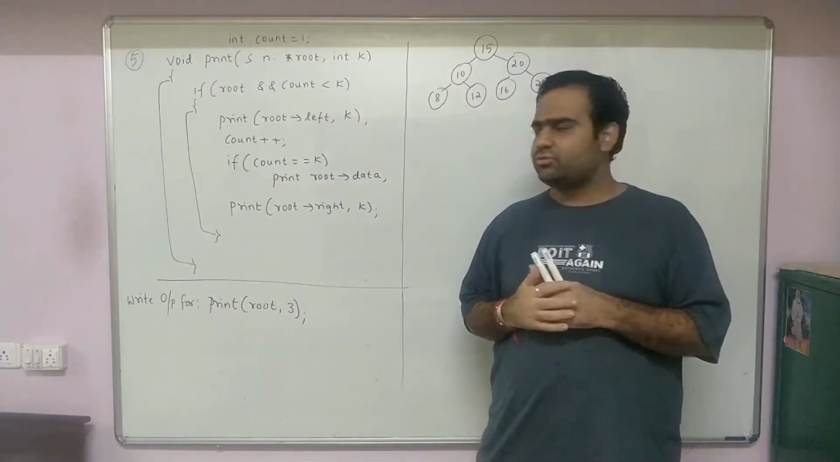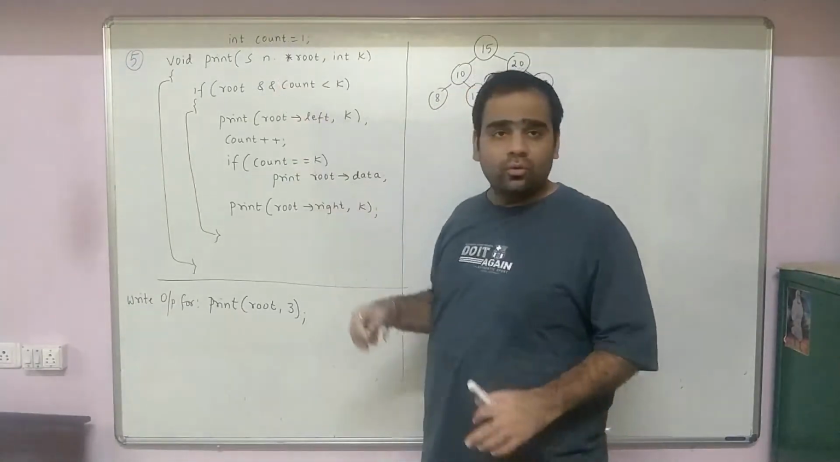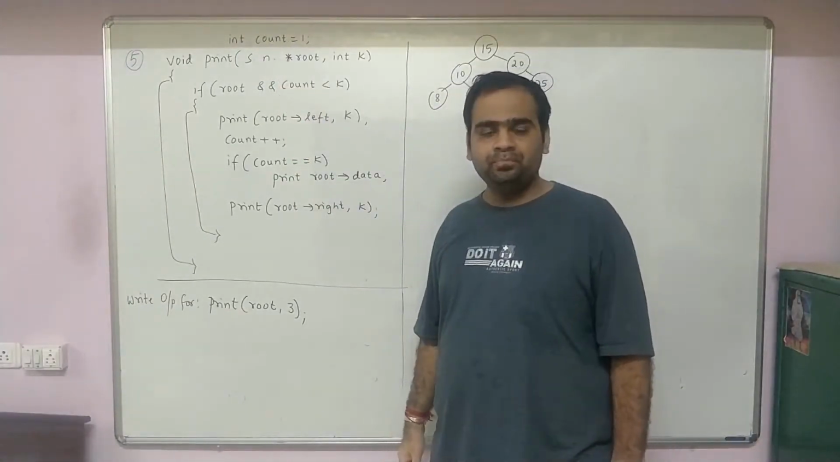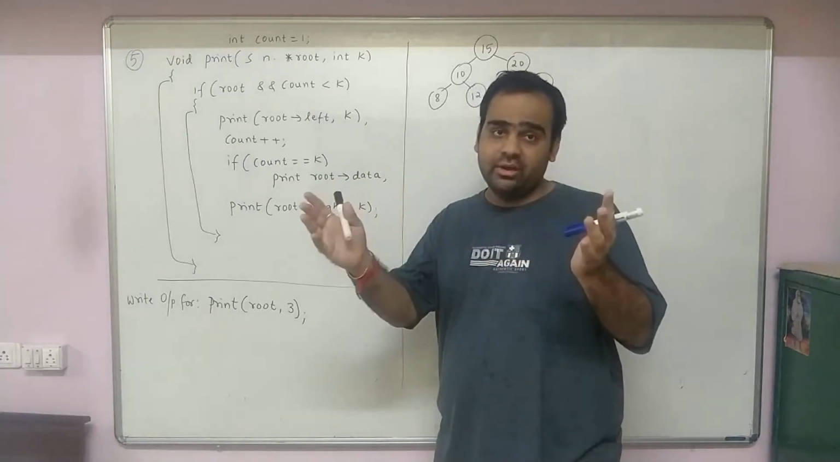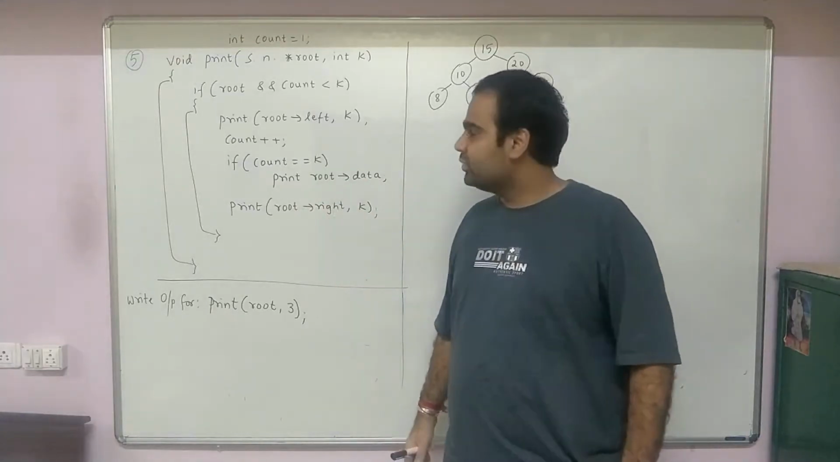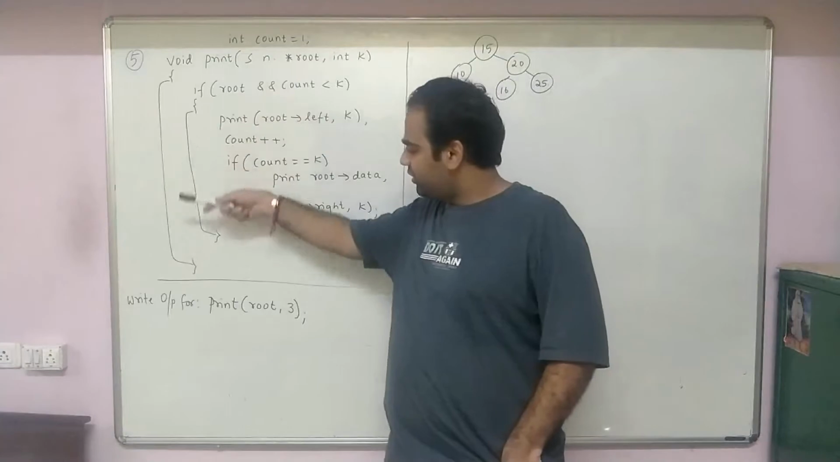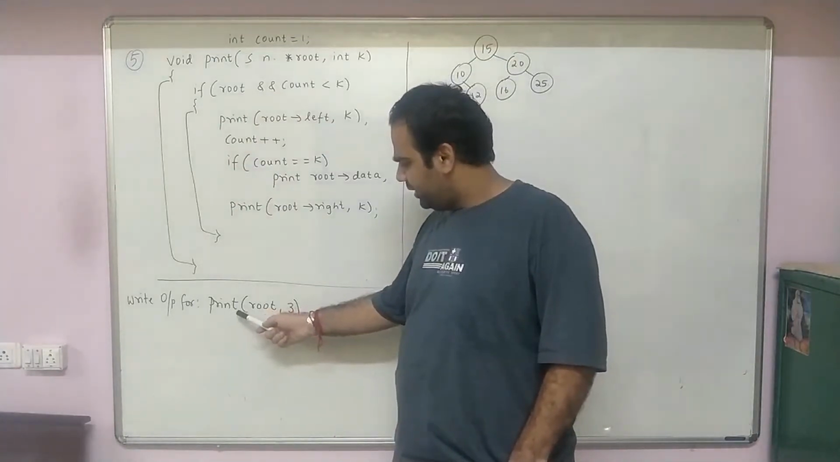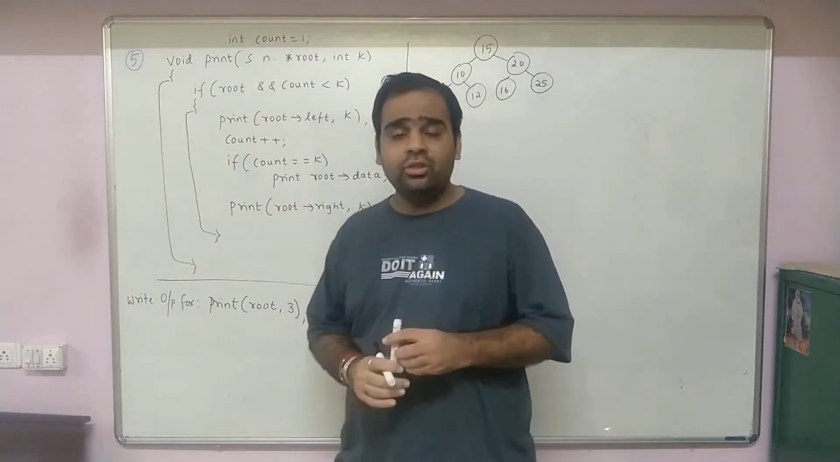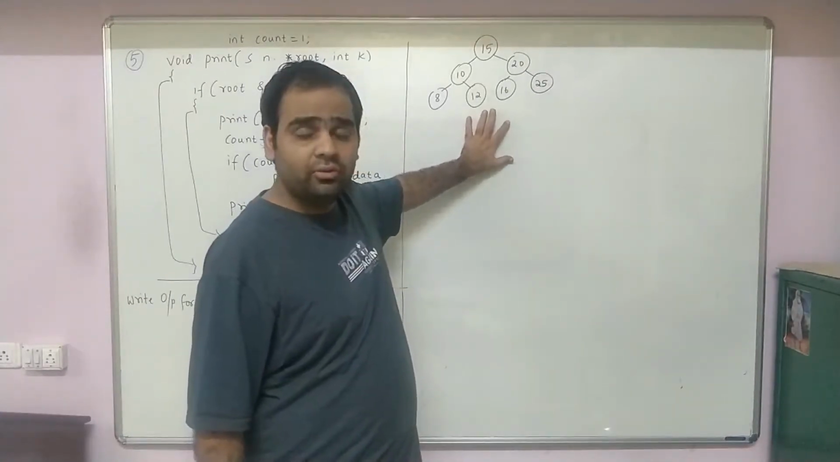Okay, let us see the next question. Count equal to 1, now this is a global variable. Global variables means what? Shared among the different function calls. Okay, and this is the function given. You have to write the output for print root comma 3. On this particular tree, you have to write down the output.